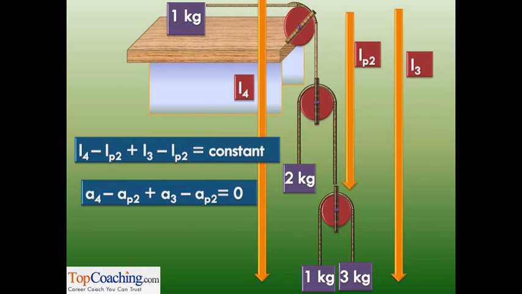Here A4 is the acceleration of this 1 kg block downwards, A3 is the acceleration of this 3 kg block downwards, and AP2 is the acceleration of the second movable pulley downwards, isn't it? So this is the third constraint equation. So there you go. We have 3 threads and we have now obtained 3 constraint equations.